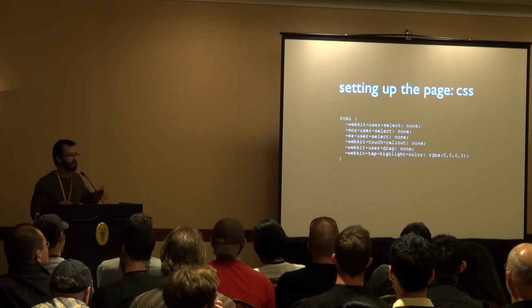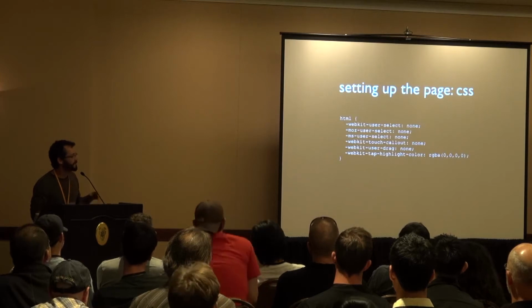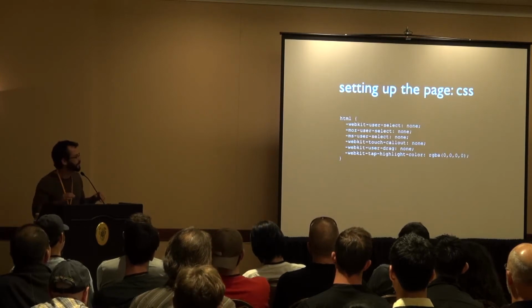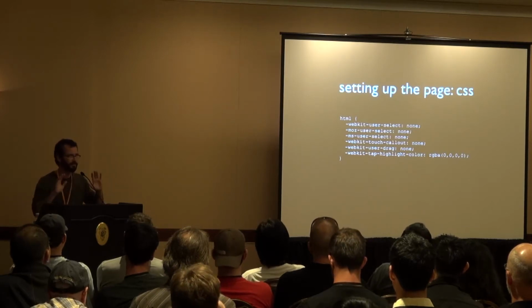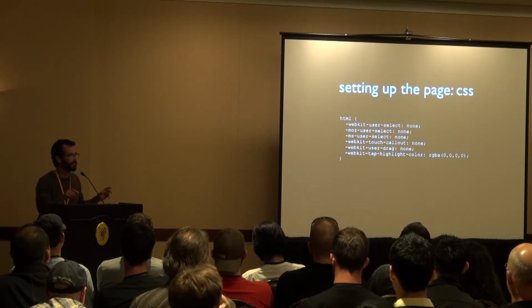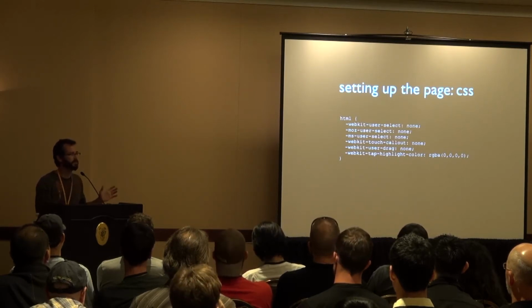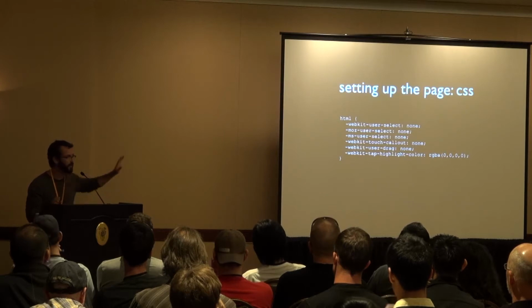User select, that's one where you accidentally kind of are constantly selecting text. Touch callout is that dialog box that I mentioned. User drag prevents it, where you can drag an image out of an element and then it snaps back again. It's super irritating. And then also when you're doing your tap highlight color on links and stuff, sometimes you don't want it to turn that color. You can set the color, or just turn it off entirely by using these zeros.